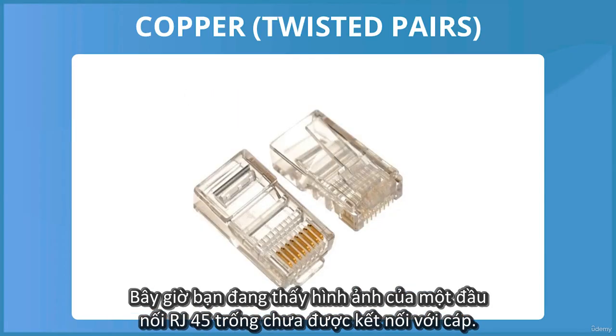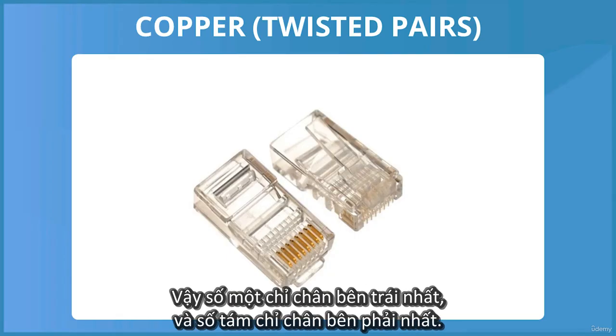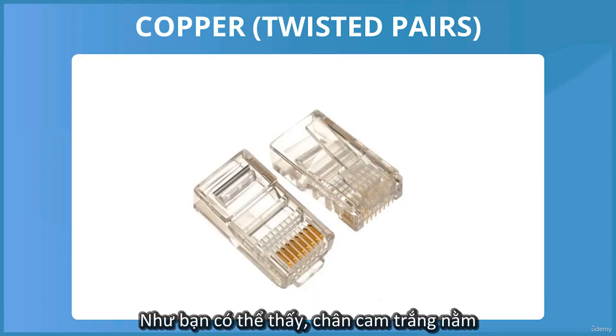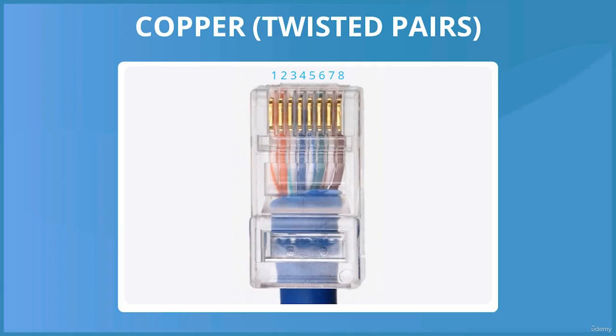Now, you are seeing a picture of an empty RJ45 connector that has not been attached to the cable end. This is a connector that has been affixed in accordance with the standards. So number 1 indicates the leftmost pin, and number 8 indicates the rightmost pin. As you can see, the orange-white pin is at the far left. That is fastened according to the T568B standard.